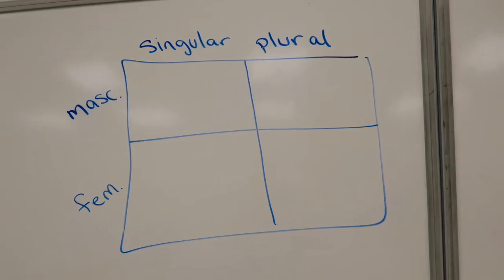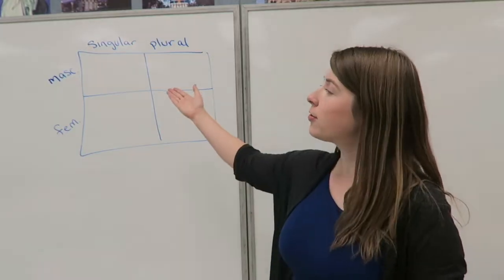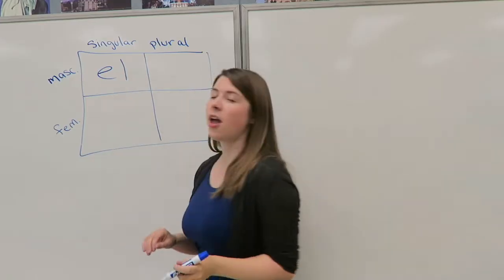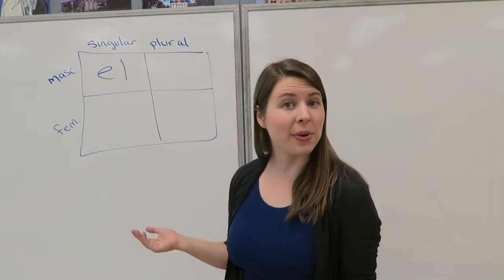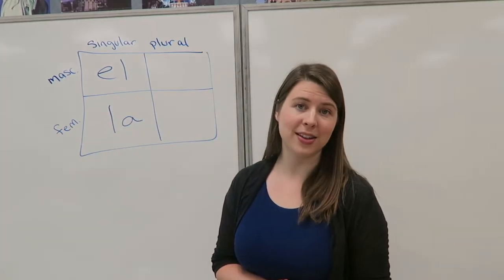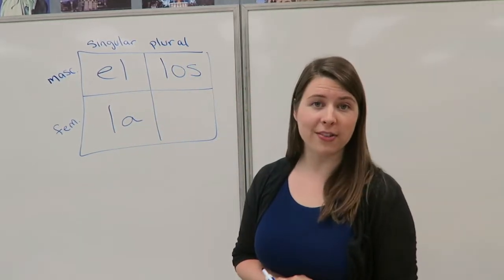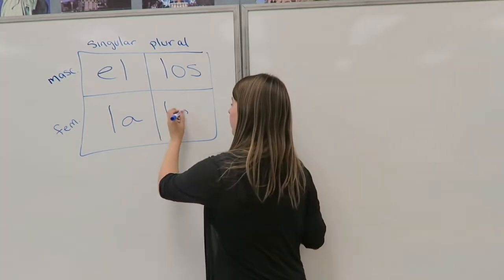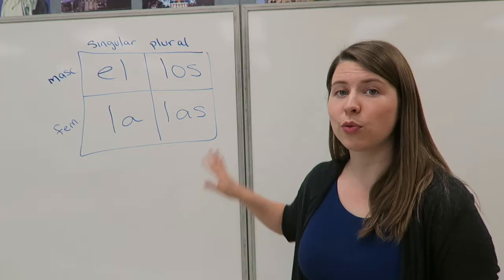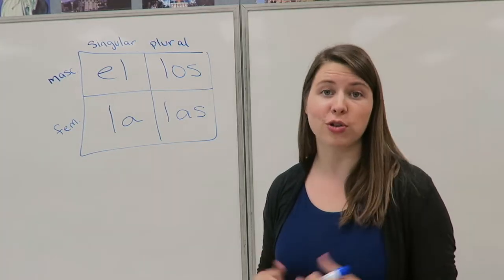Now that I have that part filled out, it's now time to talk about the specific articles. There are 4 types. First up, singular and masculine will be el. For singular and feminine will be la. For plural and masculine, it will be los. And for plural and feminine, it will be las. These are the 4 articles, and we will use these articles in different combinations for the Spanish nouns that we're trying to match them with.